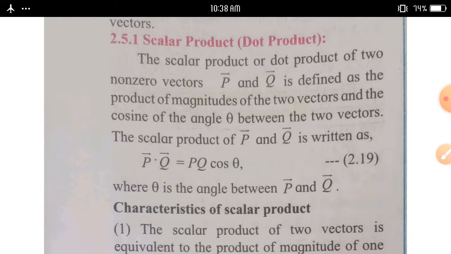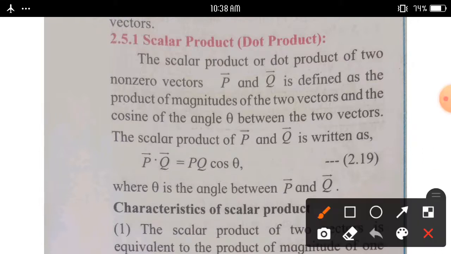Today we learn a new topic: scalar product and vector product. In this topic we will discuss one by one the concept of what is meant by scalar product and its properties, then what is meant by vector product and its properties. Firstly, we discuss what is meant by scalar product.